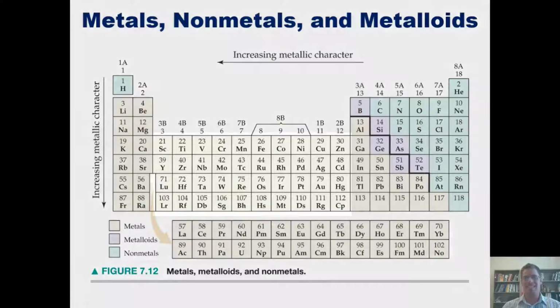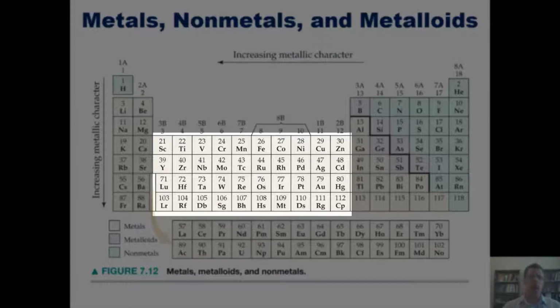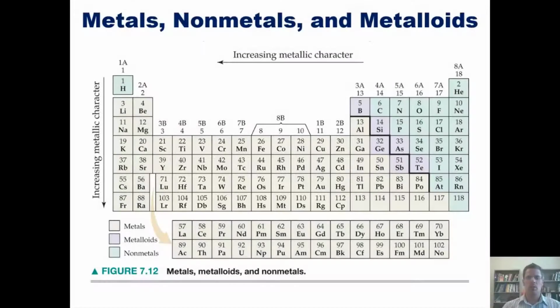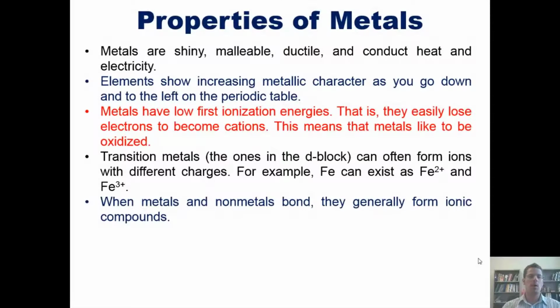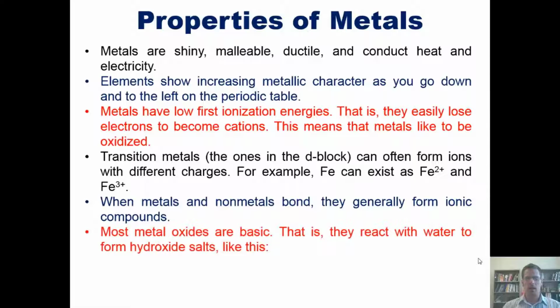Transition metals, the ones in the d block, can often form ions with differing charges. For example, iron can exist as iron 2+ or iron 3+. When metals and nonmetals bond, they generally form ionic compounds. Most metal oxides are basic. That is, they react with water to form hydroxide salts like this. In this example, I've got sodium oxide. It reacts with water to form sodium hydroxide.